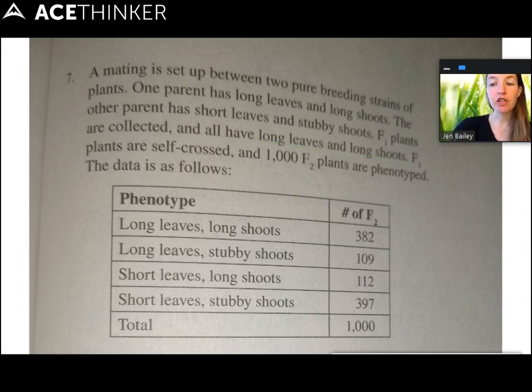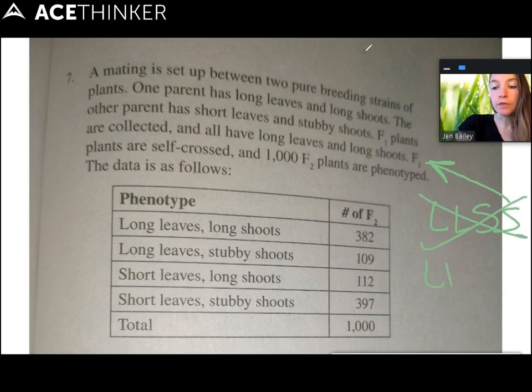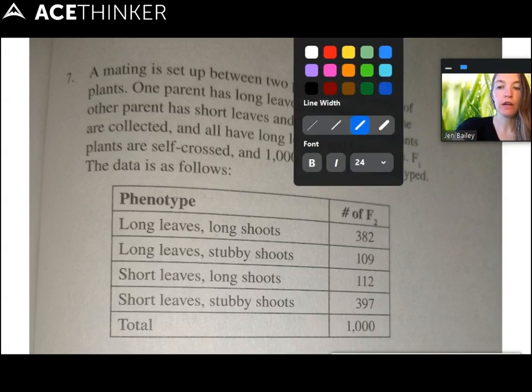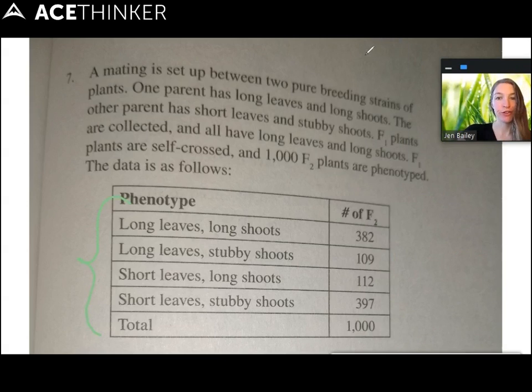And look what's happening. We're not just getting all long leaves and all long shoots like that first generation F1 plants. We're getting a lot of stuff. So we have 4 different phenotypes here. That means that this F1 generation that had all long leaves and long shoots probably was heterozygous. In fact, what probably happened is that when we took 2 of those F1 plants and crossed them together, we were making a dihybrid cross. So we know that all of these guys down here are results of a dihybrid cross.